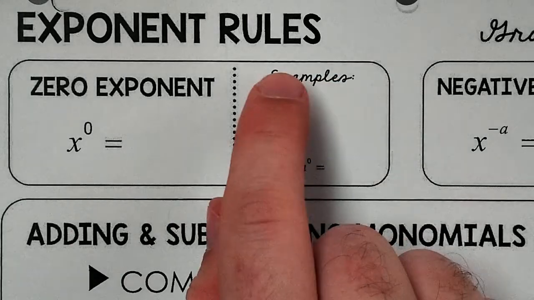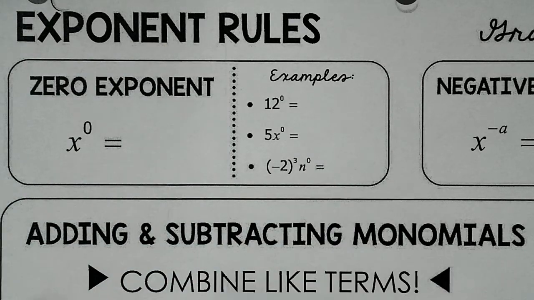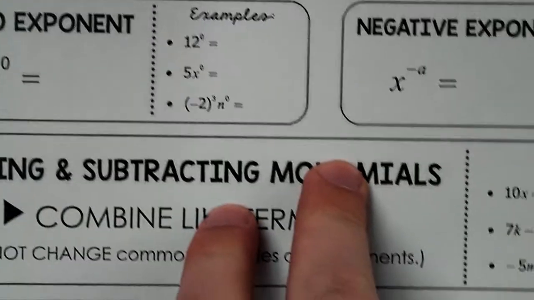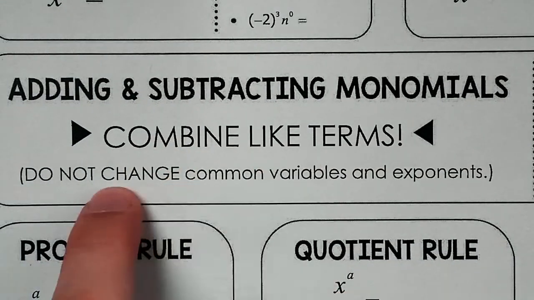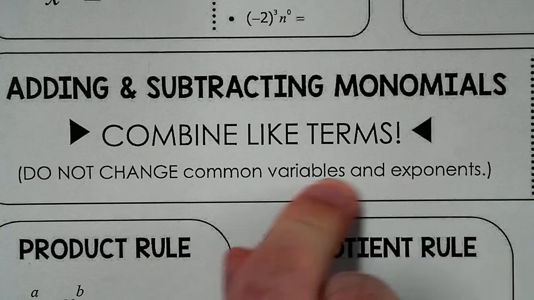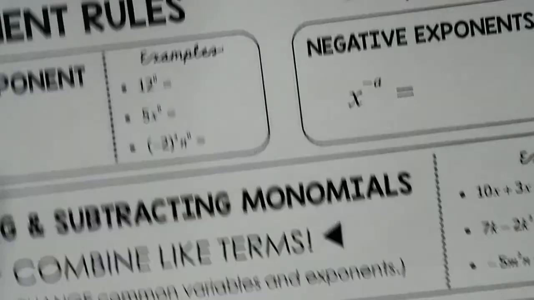Alright, on this next set of videos we're going to go over the exponent rules. Some of these will be review, some of these will be new. So let's start with the ones that should be review. When we add and subtract monomials, you just combine like terms. Do not change the variables, do not change the exponents, okay? We just add and subtract the coefficients.